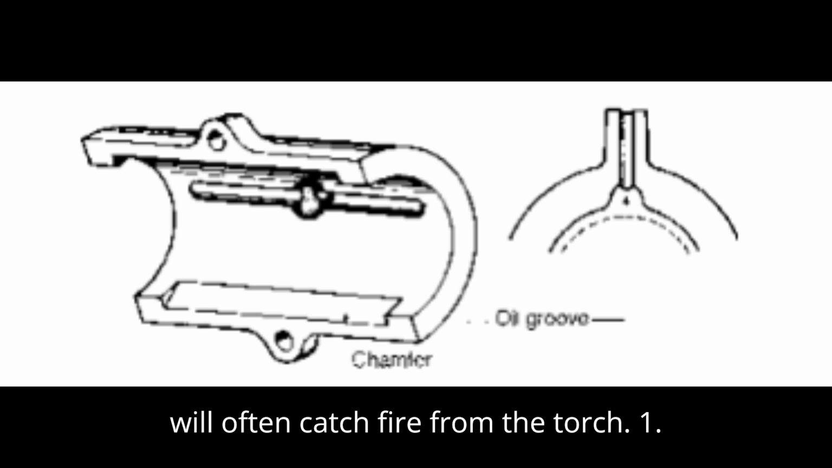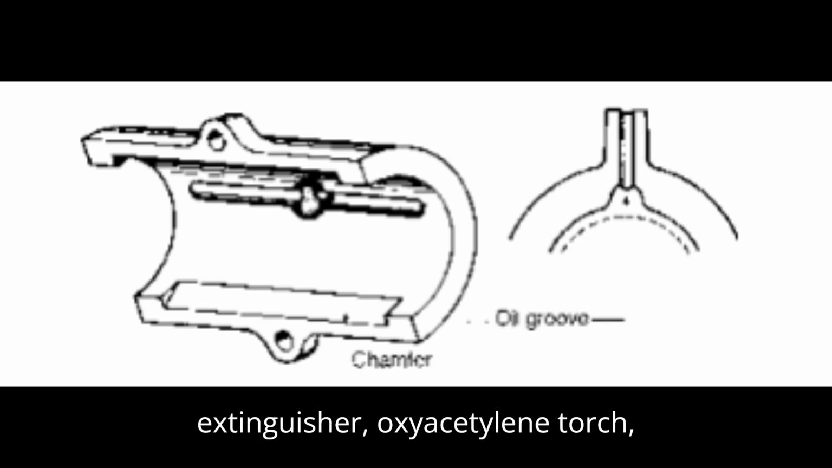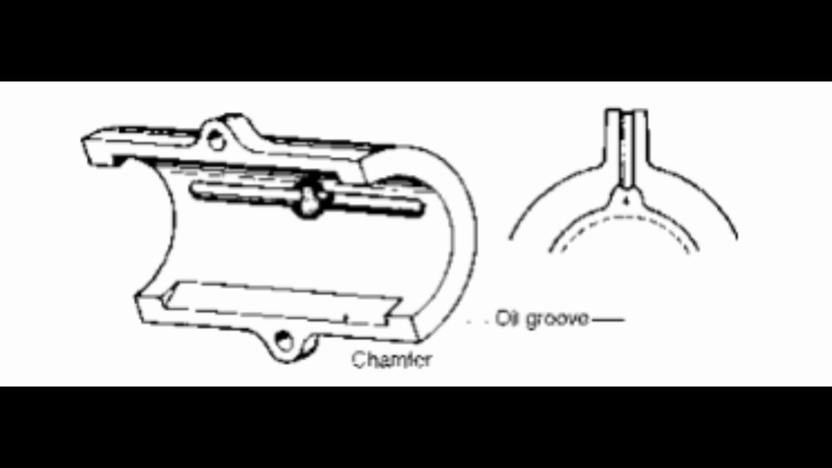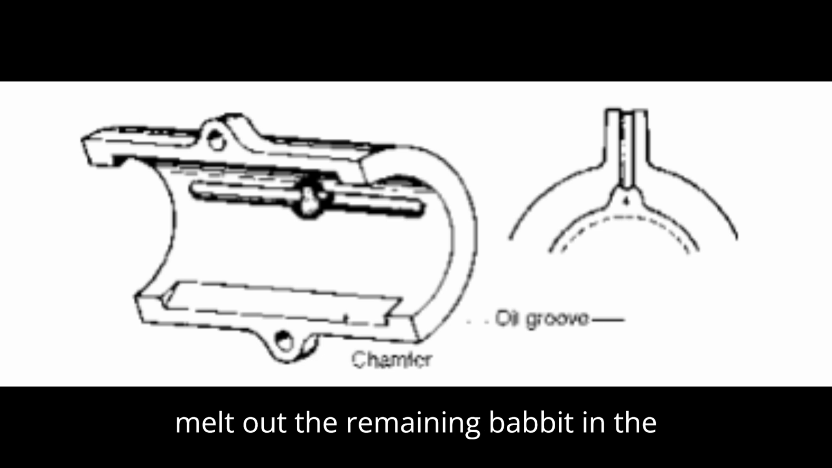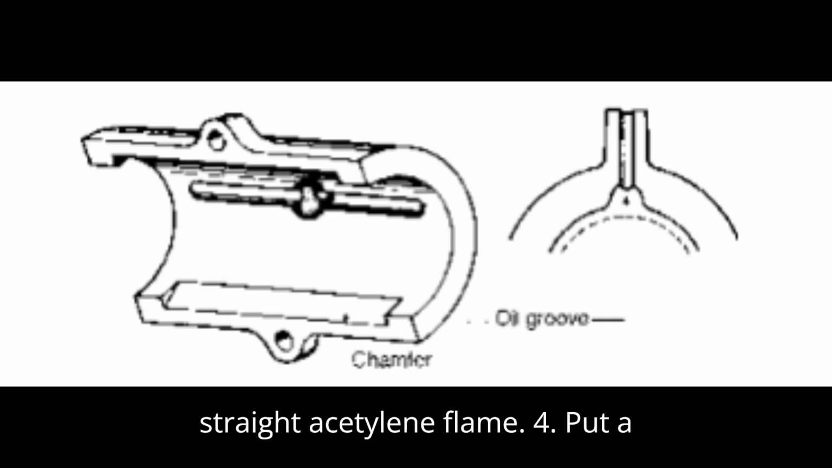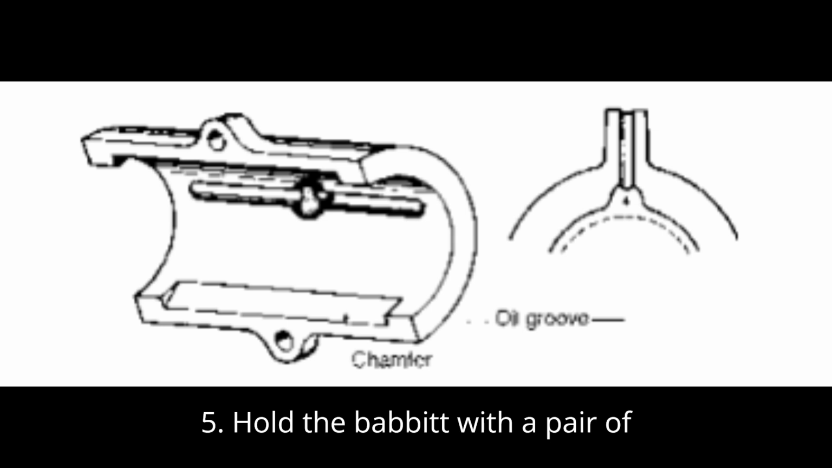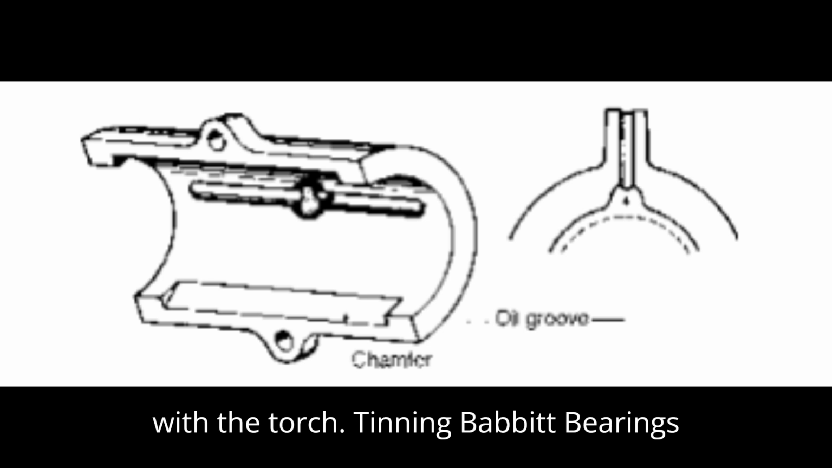torch. 1. Gather the following equipment: fire extinguisher, oxyacetylene torch, putty, pair of pliers, cake of babbitt. 2. Fit the torch with a large tip and melt out the remaining babbitt in the casting. 3. Smoke the shaft with a straight acetylene flame. 4. Put a putty dam around the shaft and bearing. 5. Hold the babbitt with the pair of pliers. 6. Melt it into the bearing with the torch.